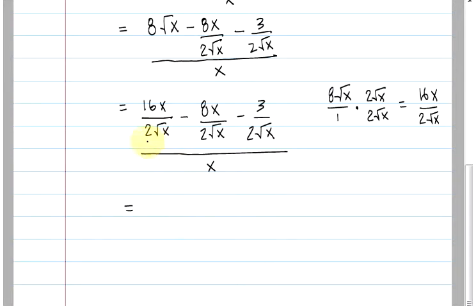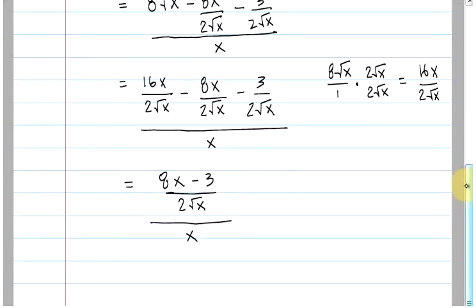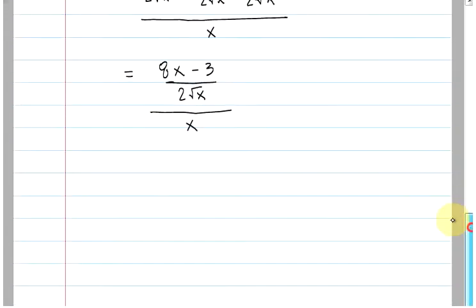So continuing on, we can now combine these 3 terms in the numerator together. Notice that the first 2 numerators are like terms, 16x minus 8x, which leaves us with 8x. And we would then have a minus 3 in the numerator, which we can't combine because those are not like terms. And then this is all over 2 square root of x. And then remember, that whole thing is over x. And we're almost there. Bear with me, we are almost there.